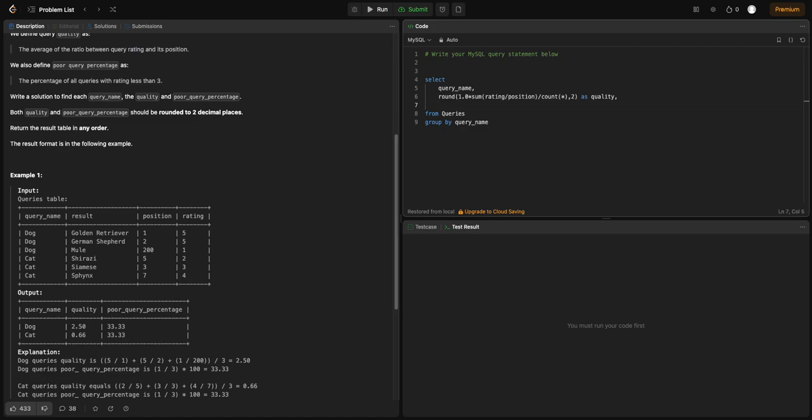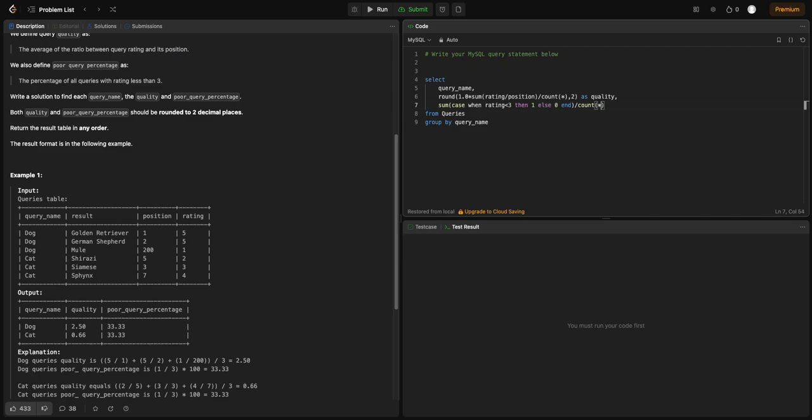To do that, let's first find the number of records which have a rating of less than 3. I'm going to use the case when statement: case when rating is less than 3, then 1, else 0, and let's end this. Each time the rating is less than 3 for a record, we consider the count as 1, and we want to aggregate all such counts. So I'm going to say sum of all of these counts, and let's divide this by the total count, because we are finding the percentage.